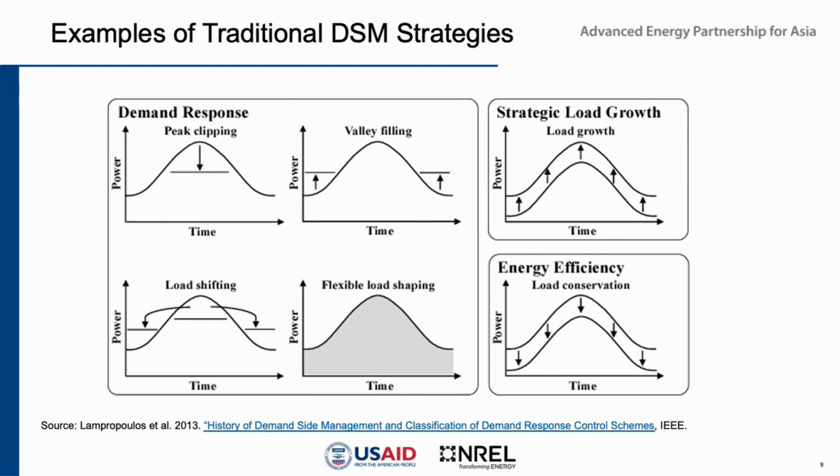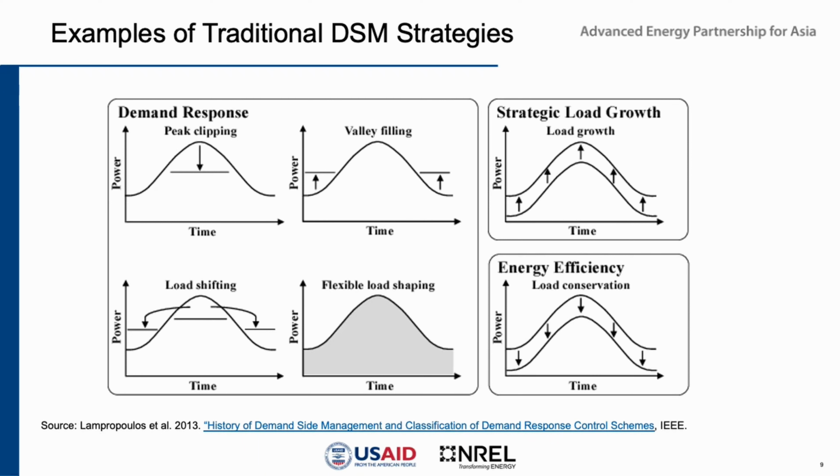Another example is strategic load growth. And we see this very prominently today in the United States, where utilities are promoting the use of electric vehicles because they see it as a new source of revenue growth, when more and more people will be charging their vehicles and consuming power when they would have otherwise consumed a petroleum product.